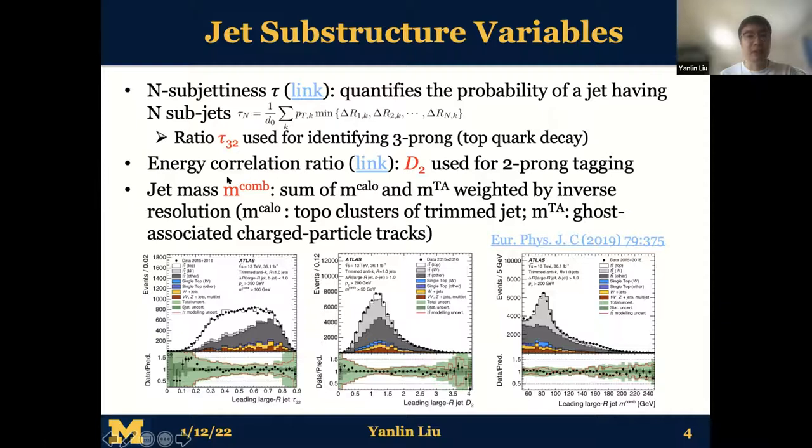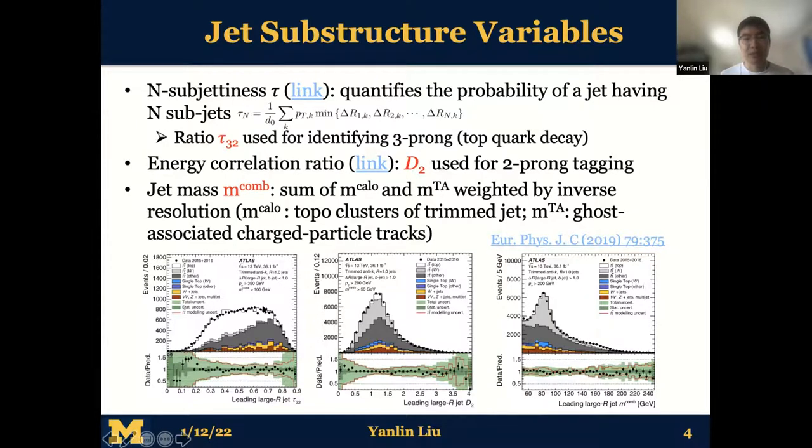Then we also have the energy correlation ratio D2, which is widely used for two-prong tagging, like W/Z or Higgs boson decay. Then we also have the jet mass variable. It's a sum of m_calo and m_TA, weighted by the inverse resolution. The calo and TA represent the mass from the topo clusters of a trimmed jet and the ghost-associated charged particle tracks respectively.